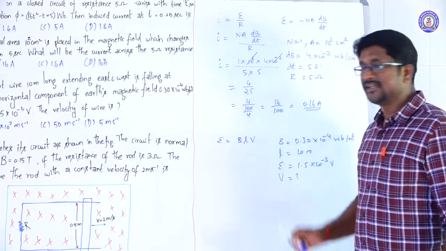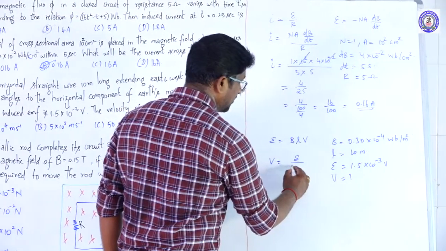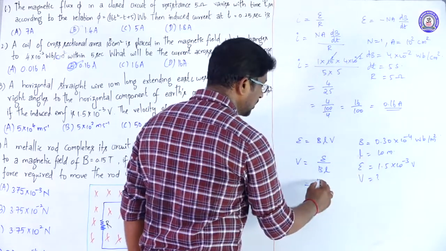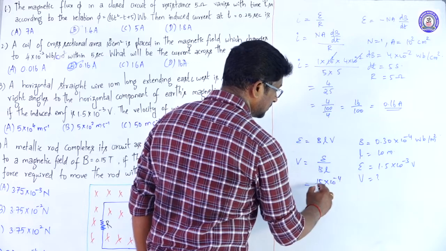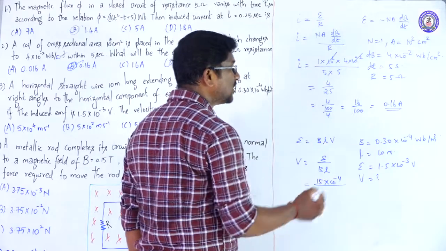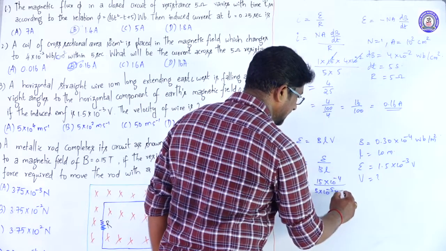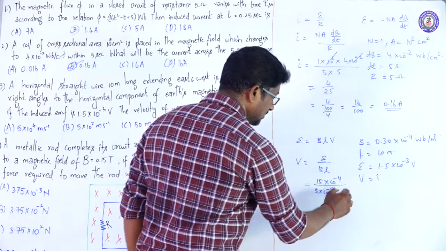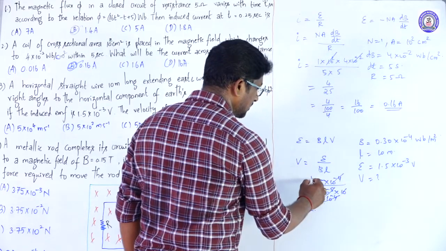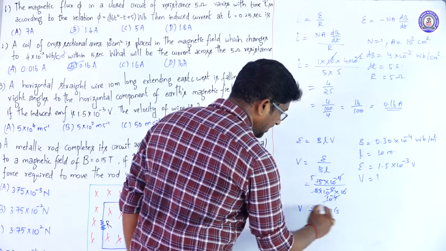The relevant formula is E is equal to BLV. Therefore, V is equal to E divided by BL. Induced EMF is 1.5, or 15 into 10 power minus 4. The magnetic field is 0.30 into 10 power minus 4, or 3 into 10 power minus 5, and the length value is 10. The 10 power minus 4 terms cancel, giving 5. So the velocity of the wire V is equal to 5 meter per second.